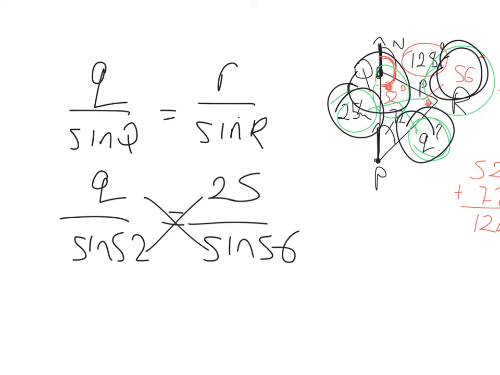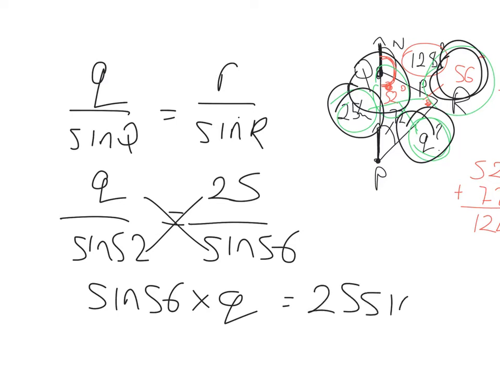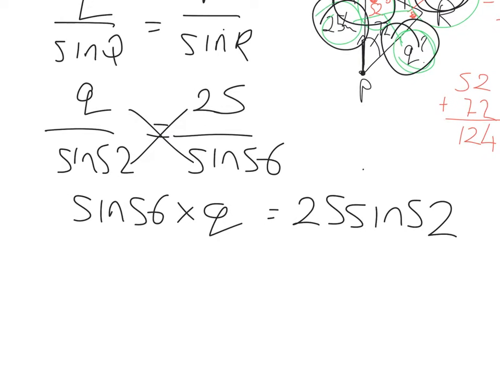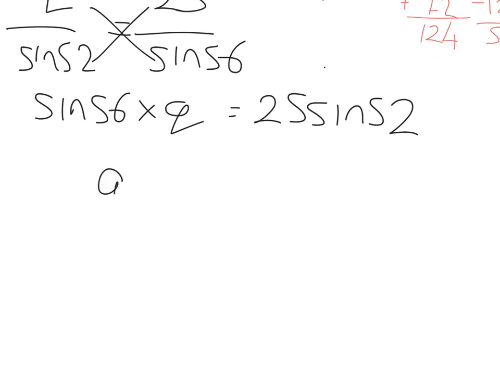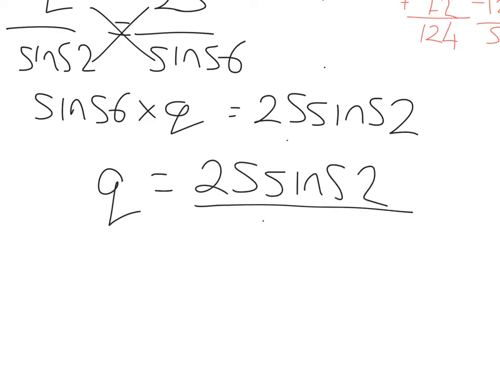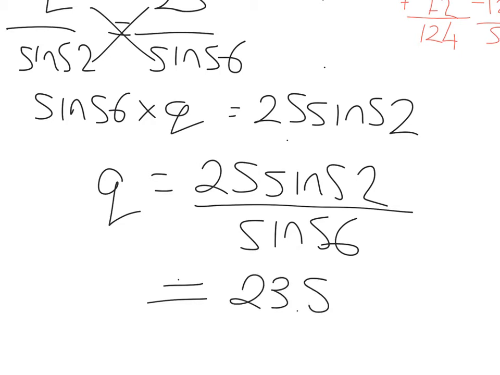So sine 56 times Q is equal to 25 sine 52. Then bring the sine 56 down and divide, and that will be Q equals 25 sine 52 divided by sine 56. Then input that into the calculator, and to one decimal place that will be 23.8 kilometres.